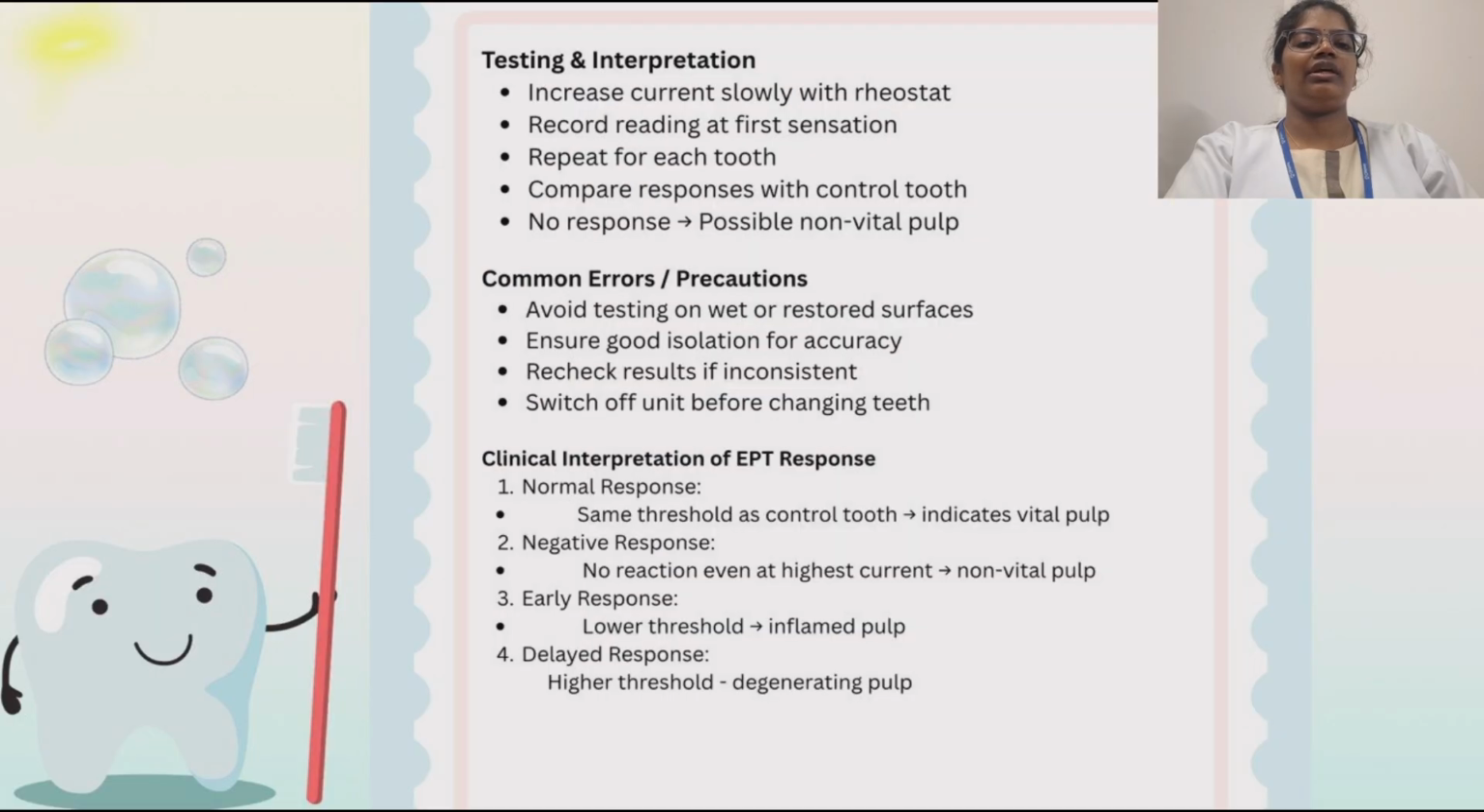Testing and interpretation. Increase the current slowly with the rheostat. Record the reading at first sensation. Repeat for each tooth. Compare responses with the control tooth. If there is no response, it is possible for non-vitality.